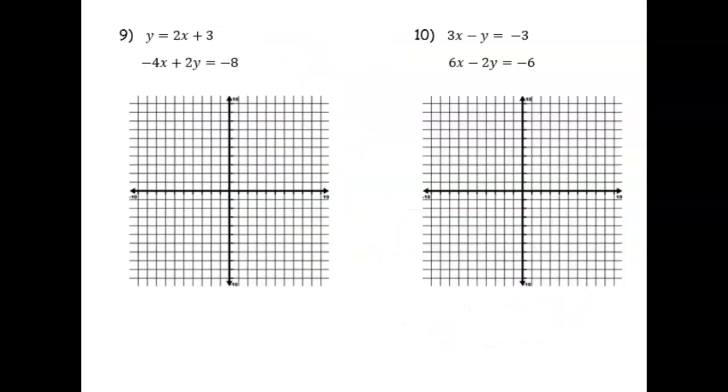Okay, so number 9 is a little bit different. When we do 9, we've got y is 2x plus 3. So again, in slope-intercept form, that's already there for you.